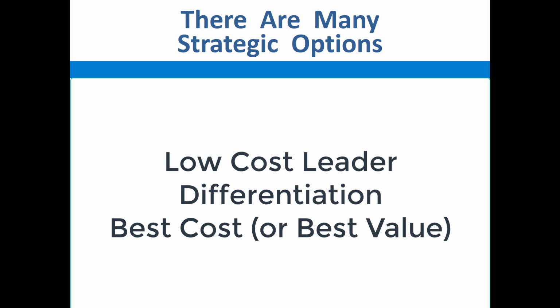Then there's the best cost provider. The best cost provider seeks competitive advantage by offering the best value for the money. For this strategy, companies offer a product with a desirable level of differentiation, but not so much that the product would be considered a premium product, but doing so at a price that customers find to be a good value. Low cost is about price sensitivity and minimum features. Best cost is about value consciousness and best features for the money.